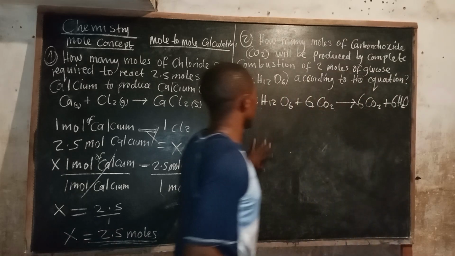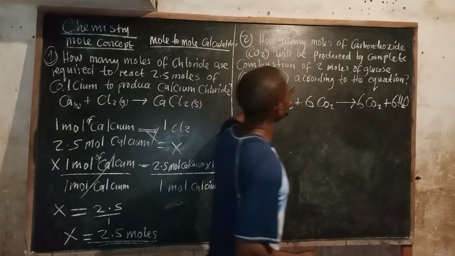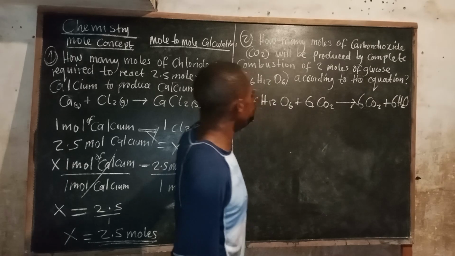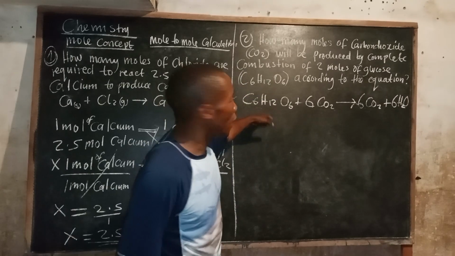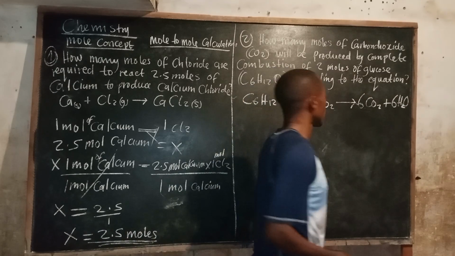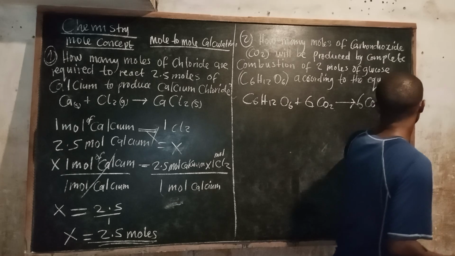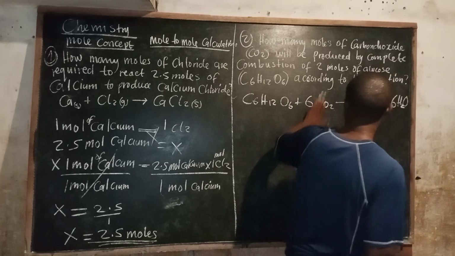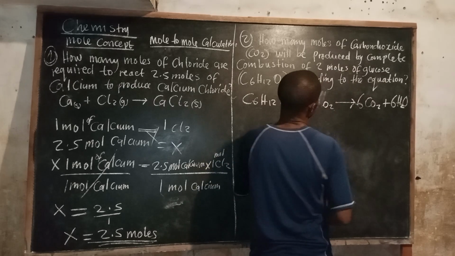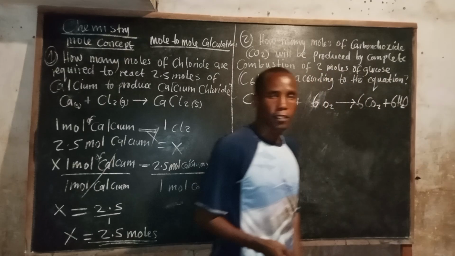So how we are going to move from here is that 1 mole of this is the chemical formula for glucose. The chemical formula for glucose is C6H12O6. Then this one is for carbon dioxide. In fact, this is oxygen, not carbon dioxide. This is 6 oxygen. So this is our reactant and this is the product.